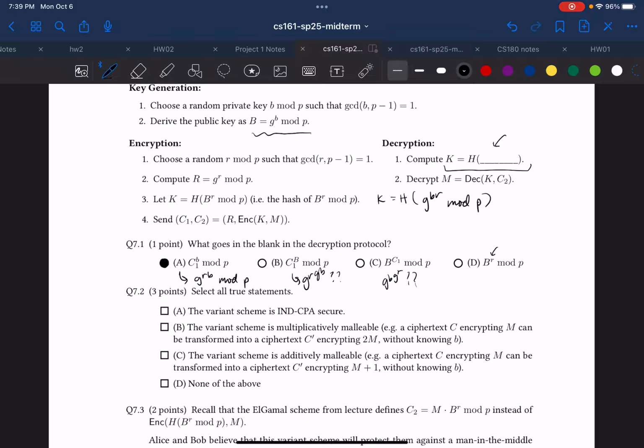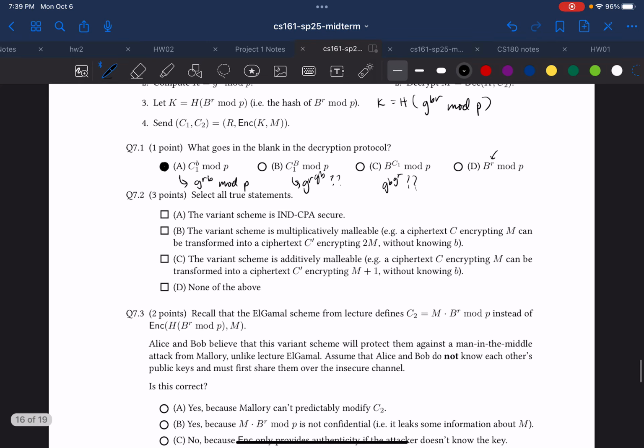7.2 asks for all the true statements, with A being the variant scheme is IND-CPA secure, B is the variant scheme is multiplicatively malleable, C is the variant scheme is additively malleable, and D is none of the above. So the answer for this question is going to be only A.